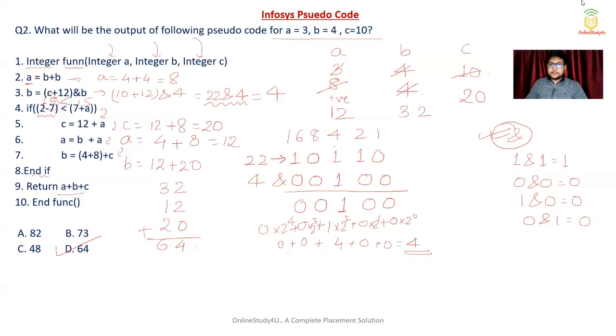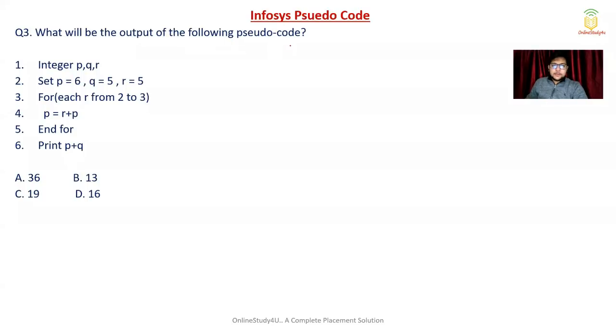The question number 3. Here, we are given three integers, P, Q, and R. The value of P is 6, the value of Q is 5, and the value of R is 5 as well. Then we have a for loop for each R from 2 to 3. So this for simply means, this can be interpreted as R is equal to 2, R less than equal to 3, R plus plus, that is R is equal to R plus 1.